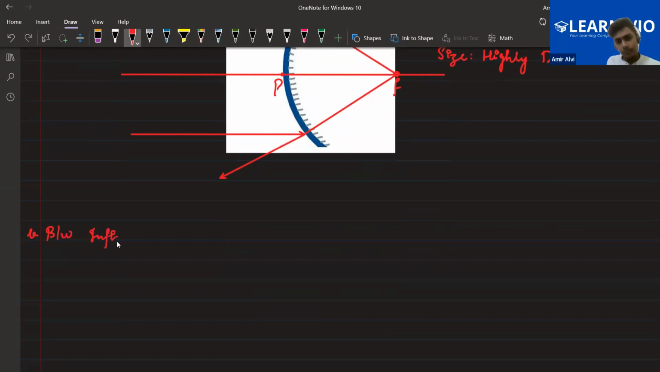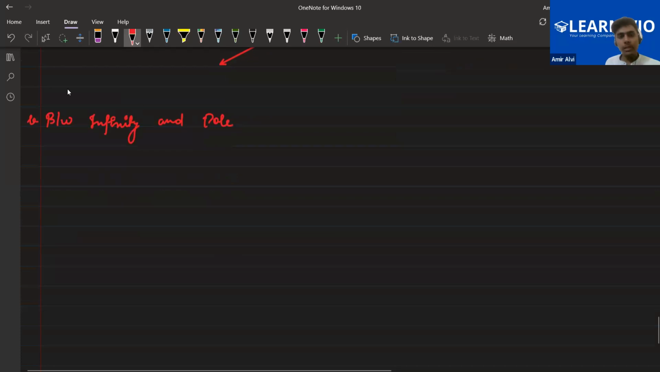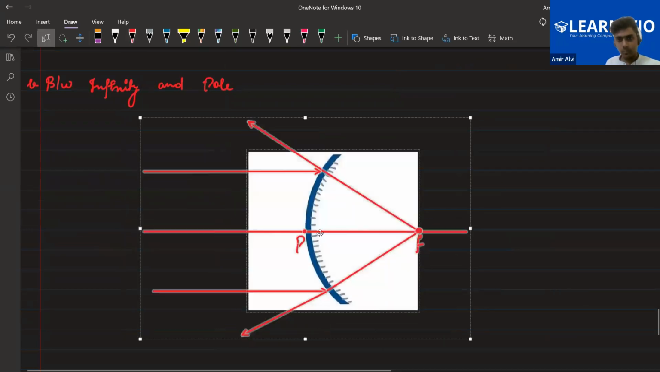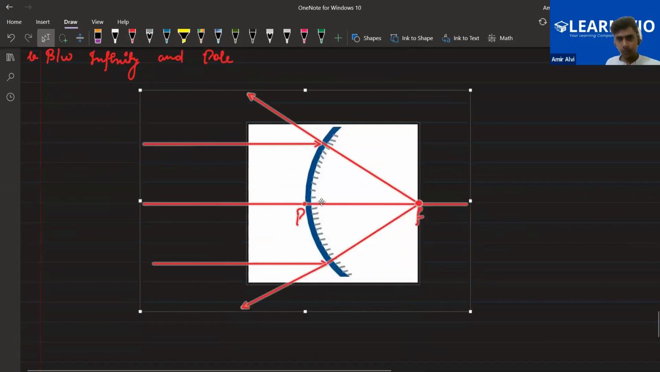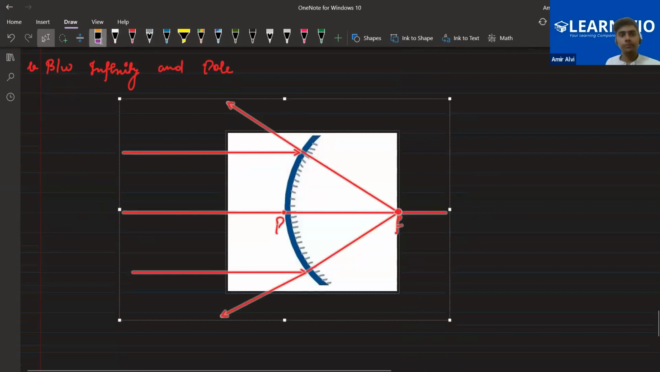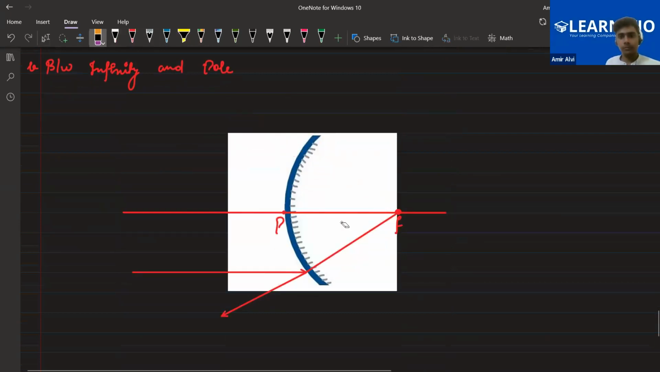Infinity and pole. The object can be placed between infinity and the pole itself, right? So if I copy paste this image, suppose that object is placed like this.